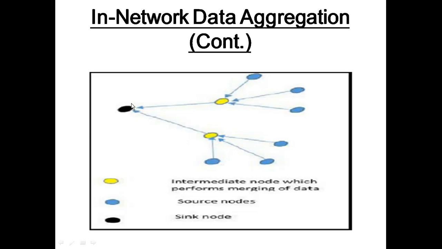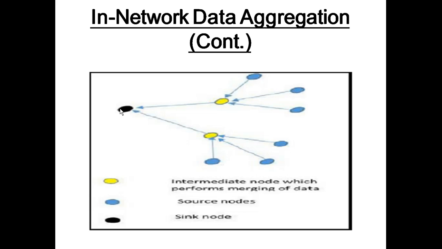Another approach, another variant of this in-network data aggregation was without using any size reduction. In this method, no reduction is performed, only the data is collected from multiple source nodes, which is the blue color node, and it is transferred to the yellow color node, which is the intermediary node, and the intermediary node sends the collected data without performing any compression to the sync node. This is how in-network data aggregation is performed.